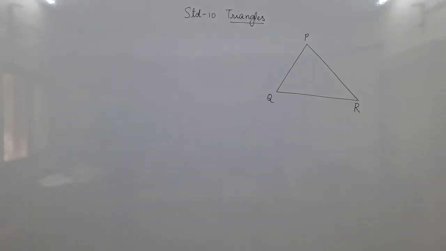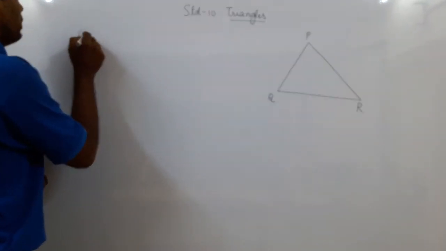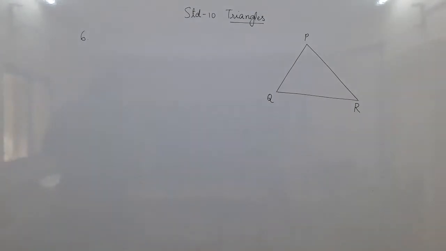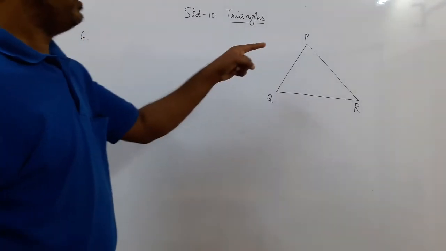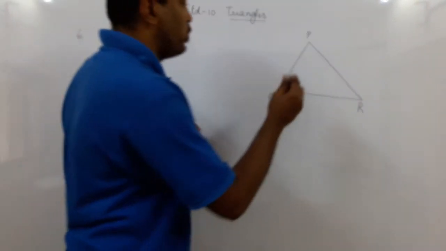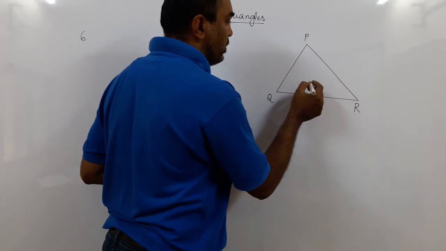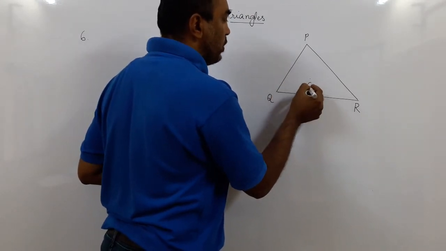Okay, this is also a sum from exercise 6.2, sum number 6. If you do not have the textbook, you can pause the video, get your textbook and see the sum. We are given triangle PQR. There is a point O somewhere in the middle of PQR.